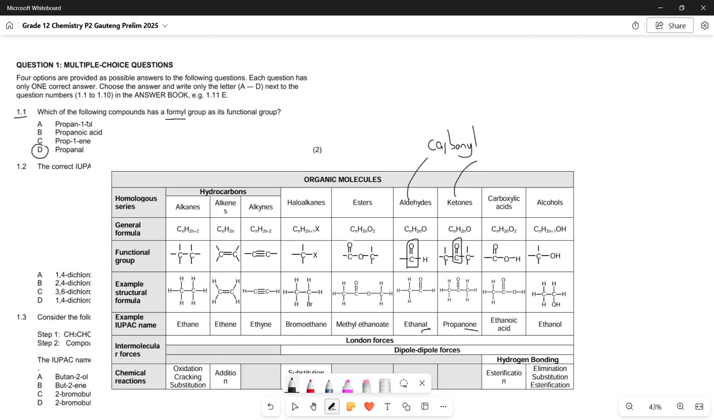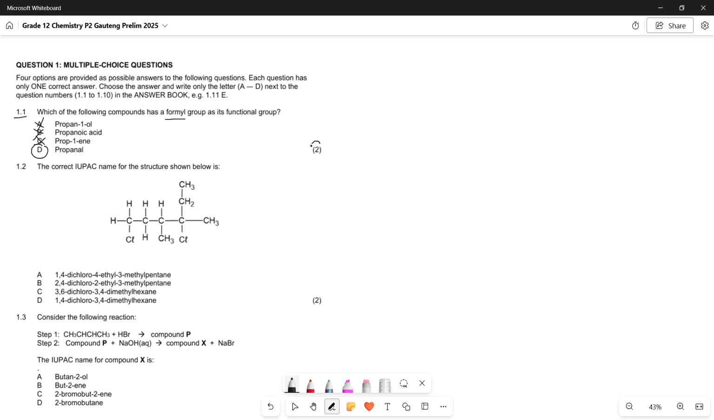It isn't the propan-1-ol, that is an alcohol, like our alcohol over here, that ends in OH, and the type of functional group it would have is a hydroxyl for an alcohol. So that's why that one is out. And propanoic acid has a COOH over here, like we can see, and that is also not our functional group. And prop-1-ene is a hydrocarbon. It has a double bond over here, which means that is also not the option that we're going with. So D over here earned us 2 marks.